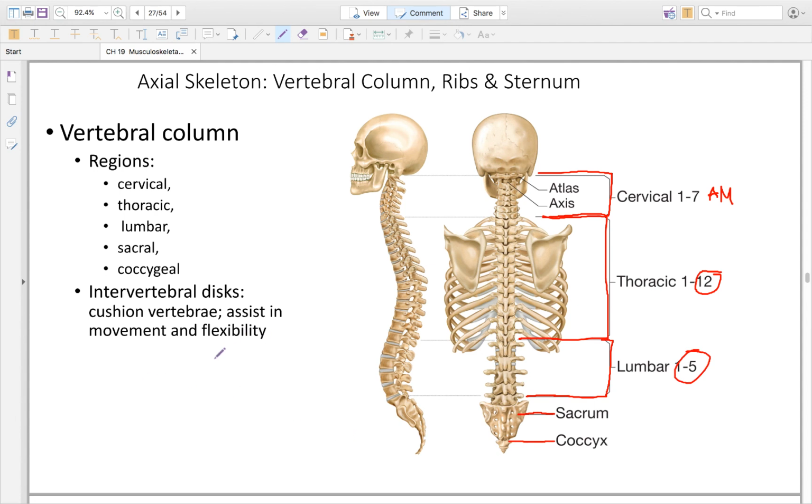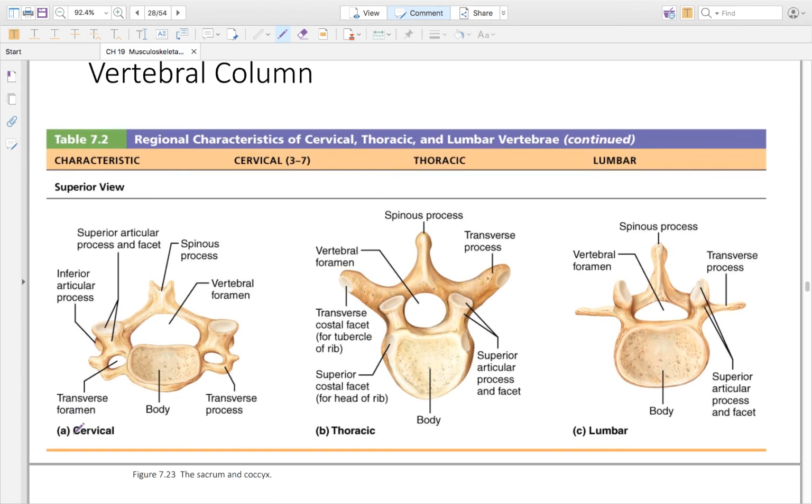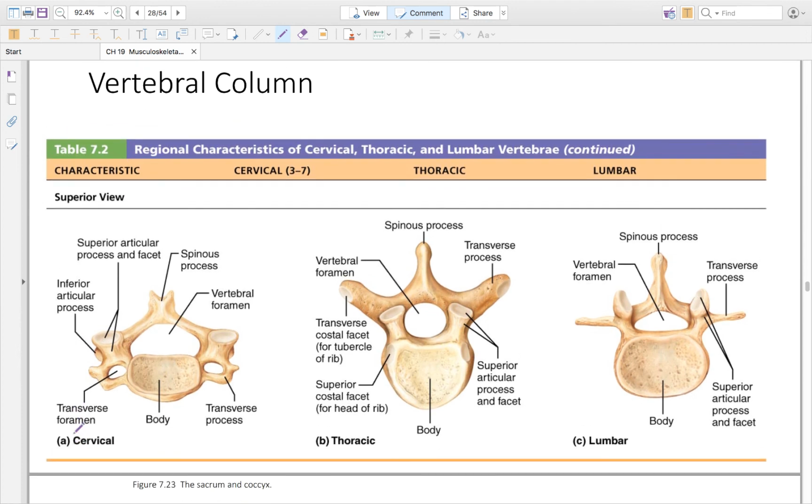And then of course we have the intervertebral discs in between each vertebra, which assist with movement, flexibility, and support. Now, this is extra information, but it is important. Not every single one, but most of your cervical, thoracic, and lumbar vertebrae have a very specific type of body. Let's quickly go over this.